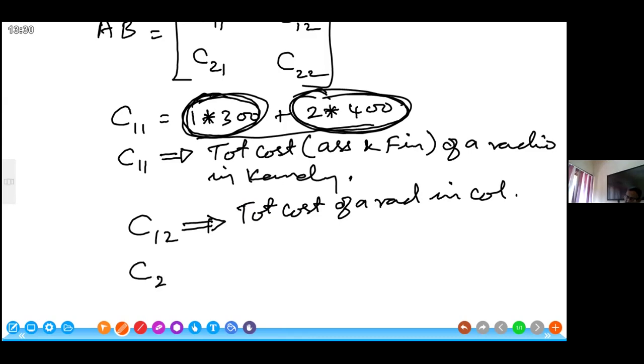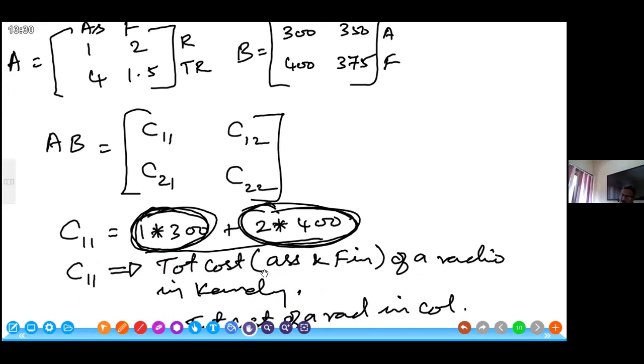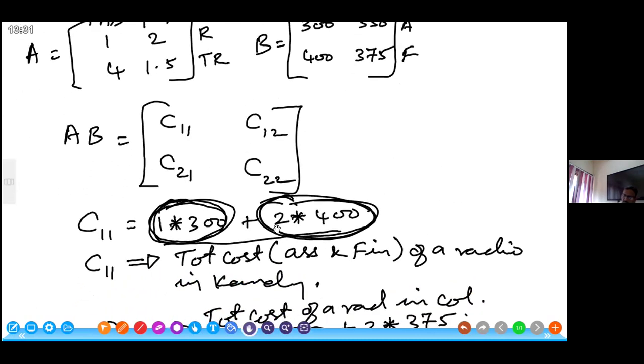What is C21? You can find out the values, multiply, right? What is that? So C12, I can say what is C12? C12 is 1 and 2 with 350 and 375. So that is your C1. What is C21? It is 4 and 1.5.